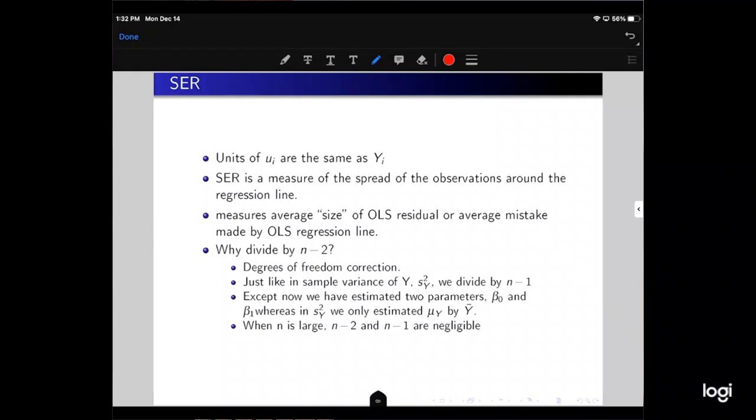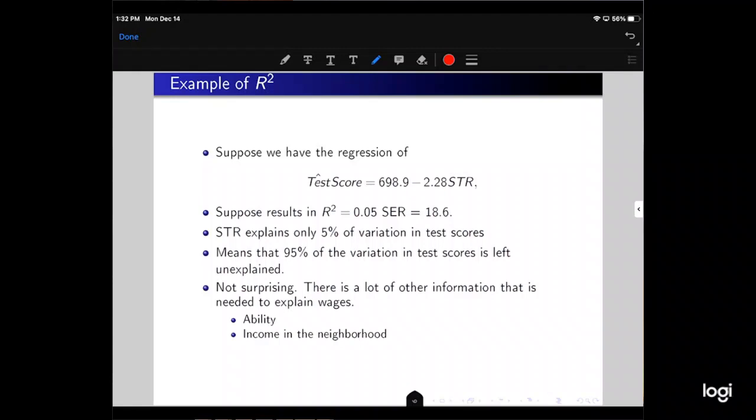For the standard error of regression, the units of the residuals are the same as the y_i, so that's nice. It's the same units as our dependent variable. SER is a measure of the spread of the observations around the regression line. It measures the average size of OLS residuals, or the average mistake made by the OLS regression line. We already talked about why we divide by n minus 2. Let's do an example of these values.